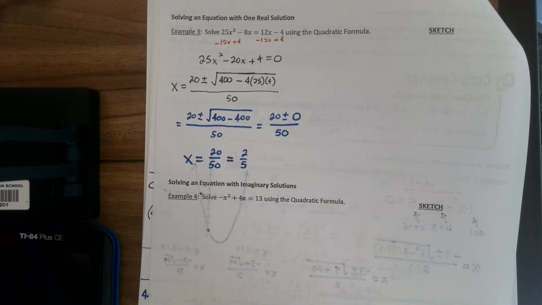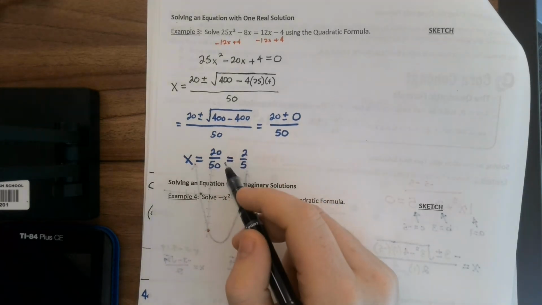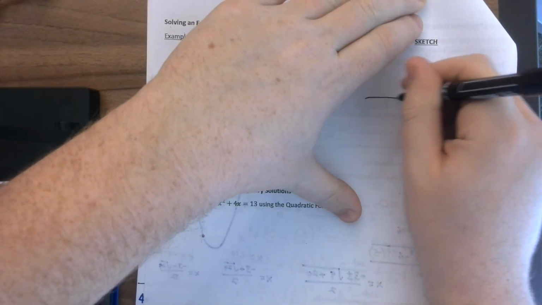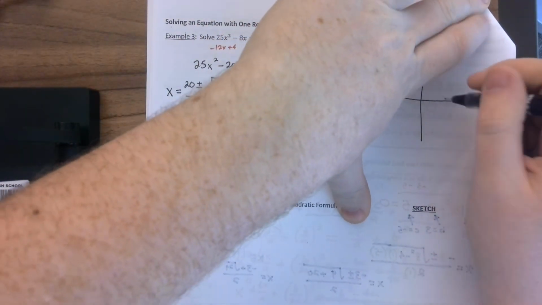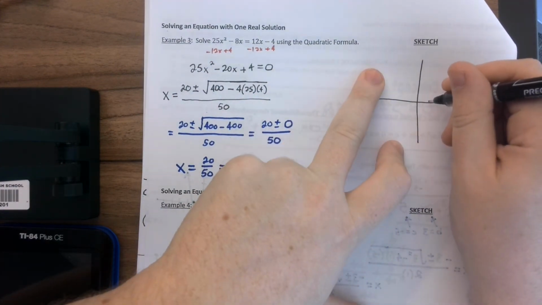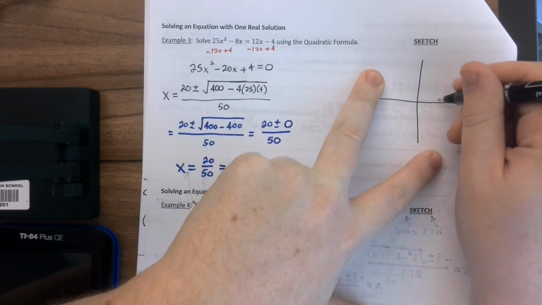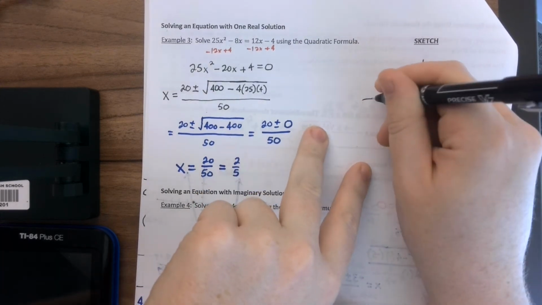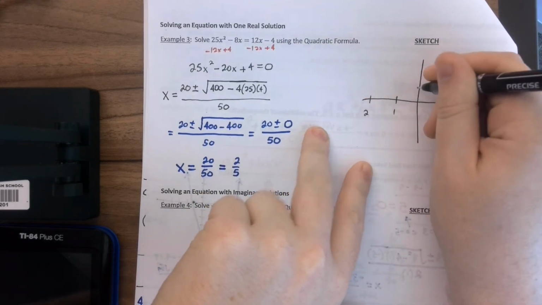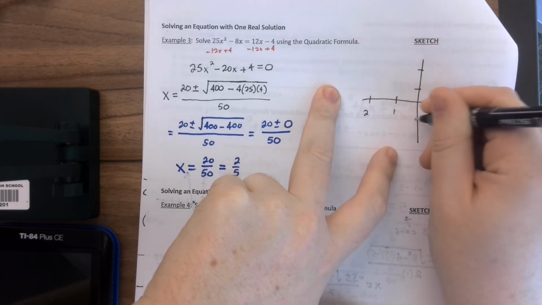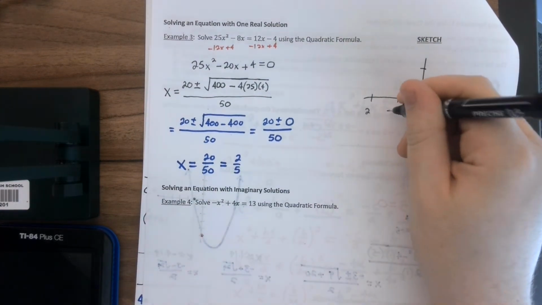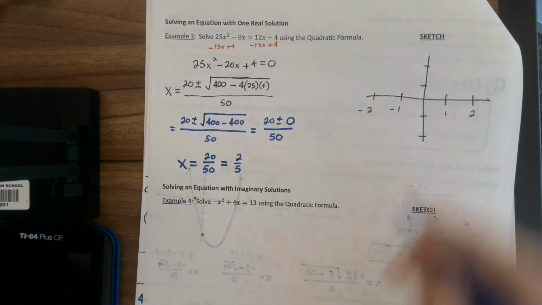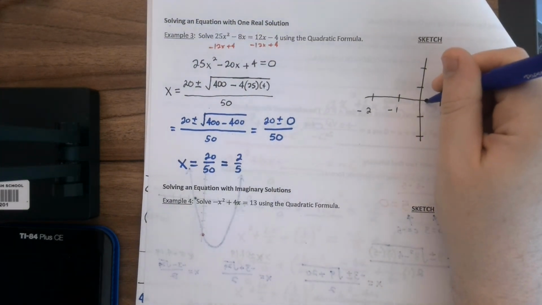Yes, I did this right. We end up getting just 2/5. When we sketch this graph then, there's only going to be one place where it crosses the x-axis, at 2 over 5. So I'm going to make this a very stretched out graph. 1, 2, and we have my y's here. Our only x-intercept is right here, 2/5 of the way to 1.